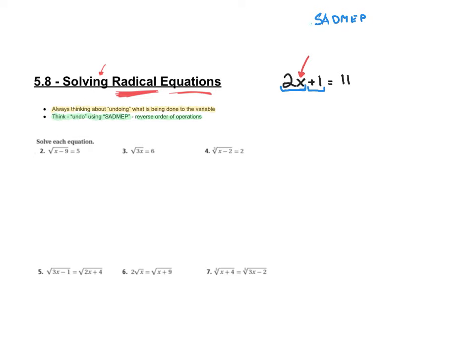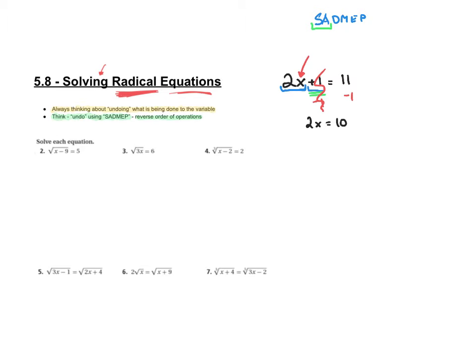So what you do is you say, is there any subtraction or addition being done to my variable? Well, yes, there is. There is addition. So undo the addition. Okay, so then what would I do? I would subtract 1, and you do that from both sides to undo it. Then you would end up with what? 2x equals 10.